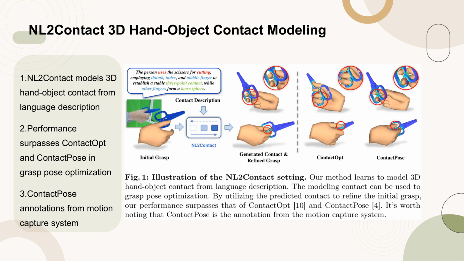Figure 1 illustrates the NL2Contact setting, which involves learning to model 3D hand-object contact from a language description. This modeling of contact is utilized for grasp pose optimization. By leveraging the predicted contact to refine the initial grasp, the performance of NL2Contact surpasses that of ContactOpt and ContactPose. It is important to note that ContactPose annotations are derived from a motion capture system.